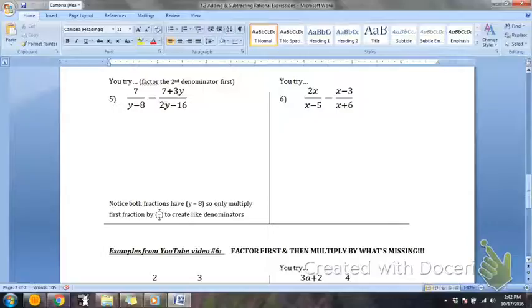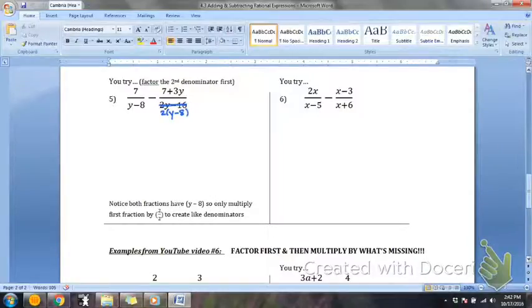Now, on example 5, we could just start off by multiplying each side by the other, right? Or we could do what? Can we factor the second denominator? What can I pull out of there? A 2. And if I pull a 2 out of there, I'm left with y minus 8.